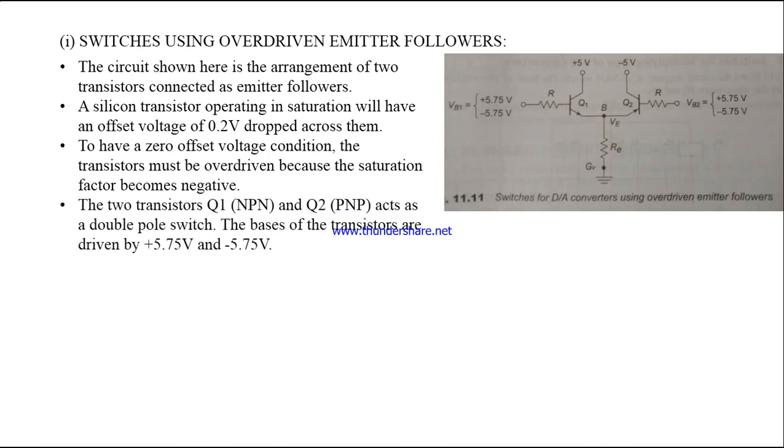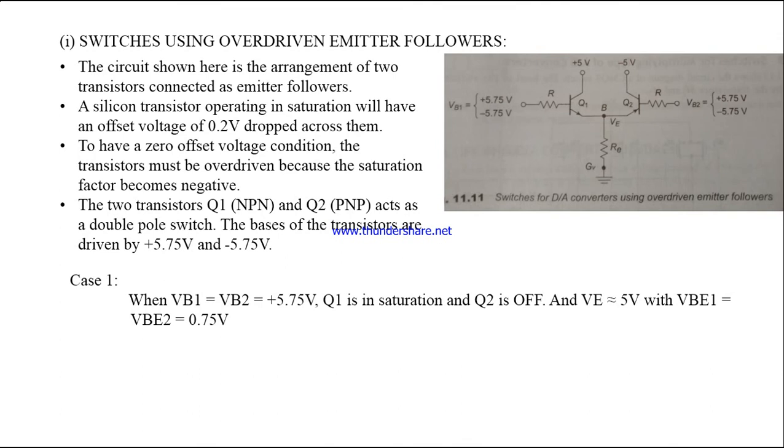Here the two transistors Q1 and Q2, that is NPN and PNP transistor, act as a double pole switch at the base of the transistor driven by plus 5.75 volt and minus 5.75 volt. In the first case, when VB1 equal to VB2 equal to plus 5.75 volt, Q1 is in saturation and Q2 is off. Then VB is approximately equal to 5 volt, with VB1 equal to VB2 equal to 0.7 volt.